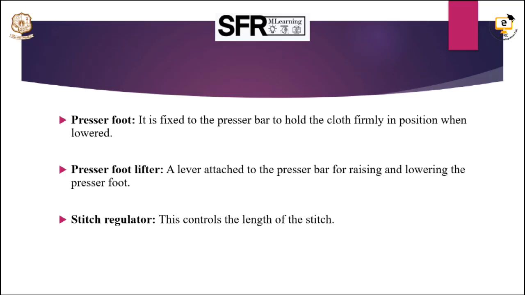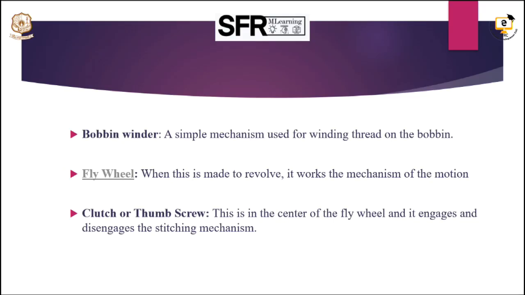Stitch regulator. It is very important and plays an important role in the sewing machine. It helps to increase or decrease the stitch length. So it controls the length of the stitches. After that, the bobbin winder. It is a simple mechanism, but very useful, and is used for winding thread on the bobbin. Flywheel, which is made to revolve. It works the mechanisms of the motion. Clutch or thumb screw. This is in the center of the wheel and it engages and disengages the stitching mechanism.